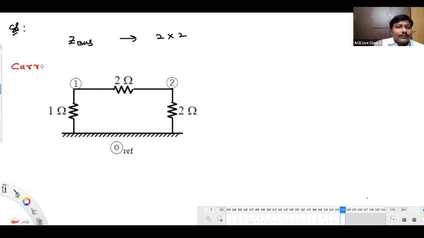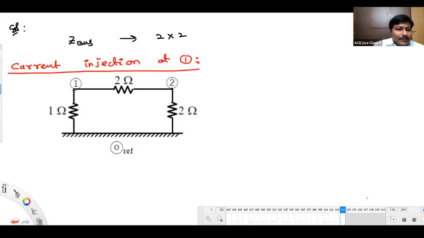Current injection at bus number 1. So I am keeping some current source at bus 1, something like this. It is I1.